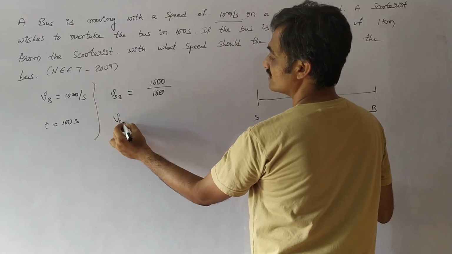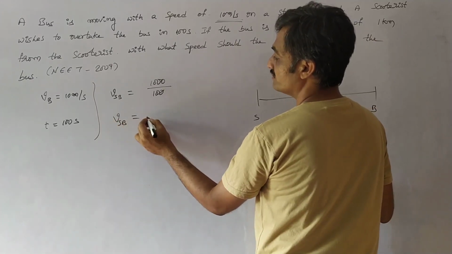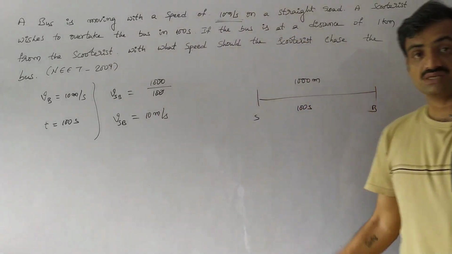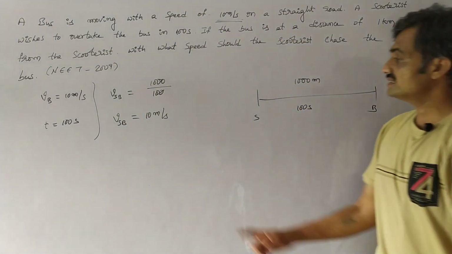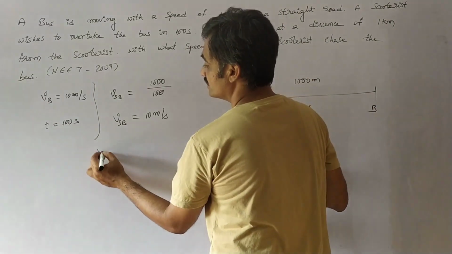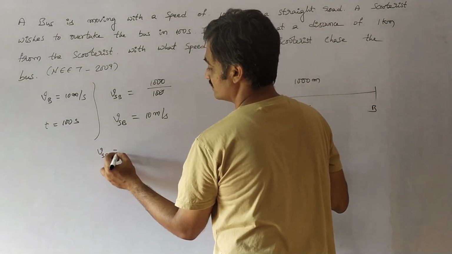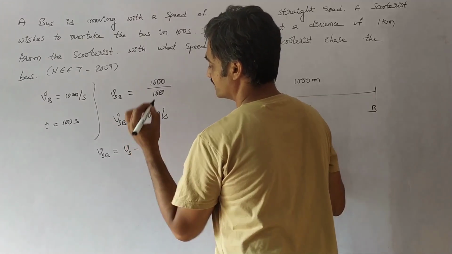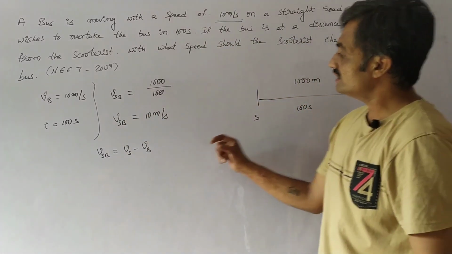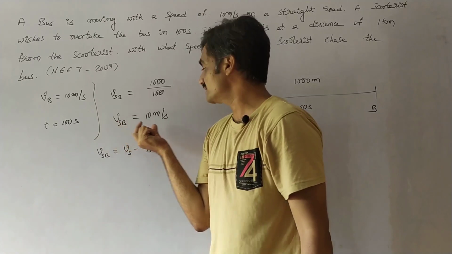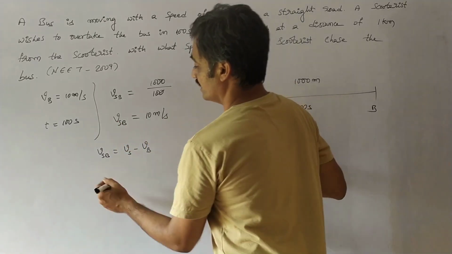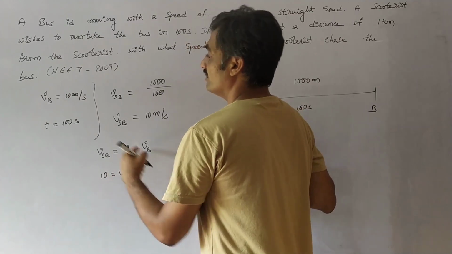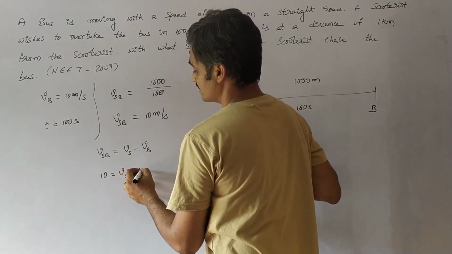So we can write the velocity of the scooterist with respect to the bus equals 10 meter per second. The velocity of the scooter with respect to the bus is equal to the velocity of the scooter minus the velocity of the bus. So here we have the velocity of the scooter with respect to the bus equals 10. Then 10 equals the velocity of the scooter, and the velocity of the bus is minus 10.